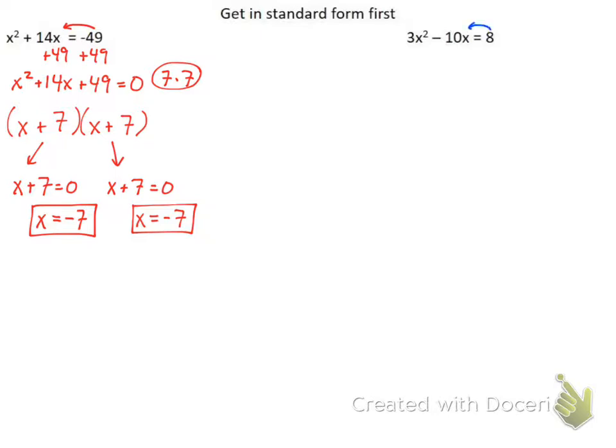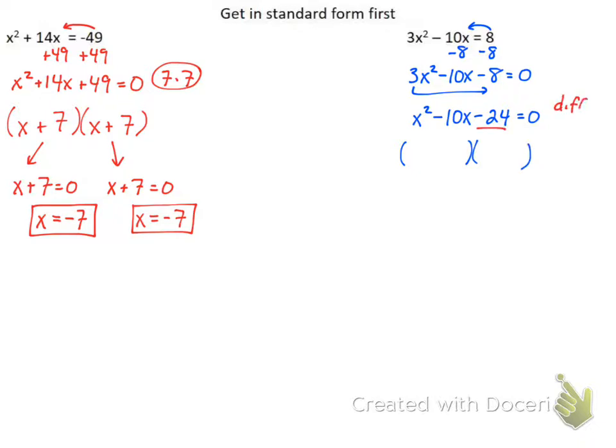The other one, same thing. I want to move the 8 over to the other side first to get everything to the same side, so I'm going to subtract the 8. I get 3x squared minus 10x minus 8 is equal to 0. Do my slide divide bottoms up, get x squared minus 10x minus 24 is equal to 0. Let's see, different signs, so it's diff and sub because I have a negative c value. When I do this, different signs, a plus and a minus. Two numbers that multiply to give you 24 that have a difference of 10 are going to be 12 and 2.